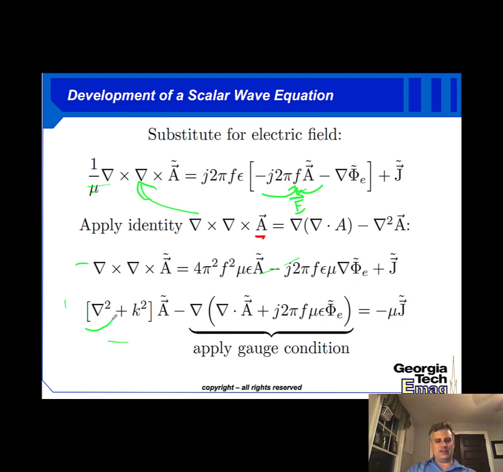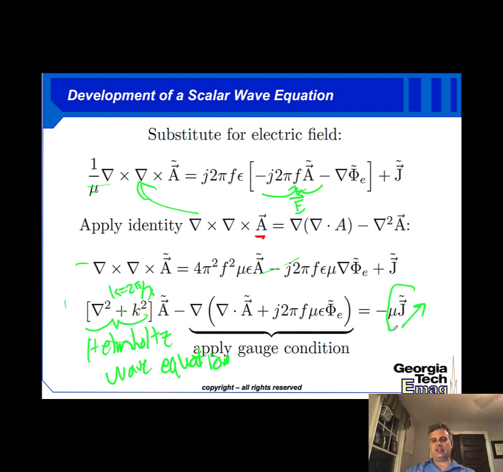This part over here looks exactly like the Helmholtz wave equation. We have the Laplacian of A, our vector magnetic potential, plus a constant, the wave number, which is 2 pi over lambda. So k squared is actually 2 pi over lambda quantity squared. So we have this, and that must be equal to minus mu times the current source.